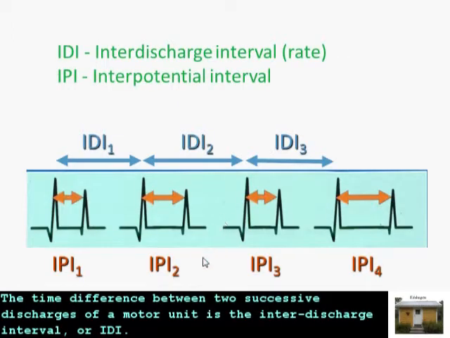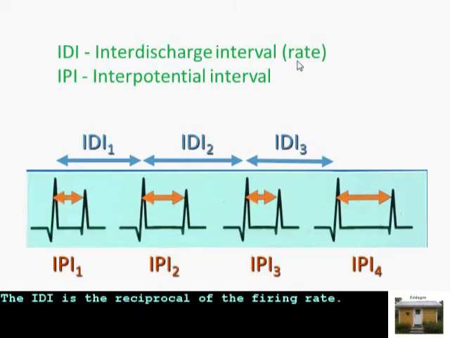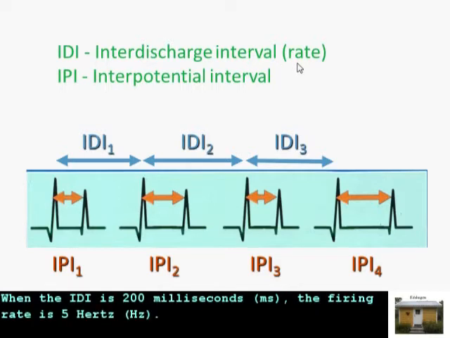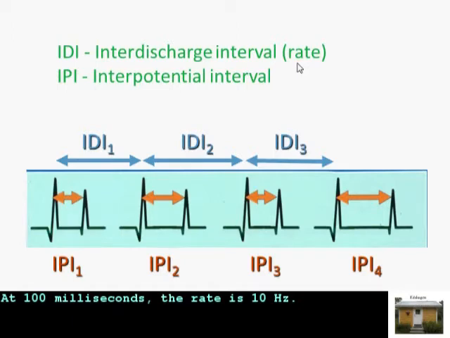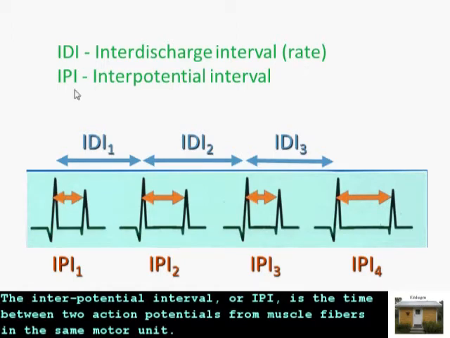The time difference between two successive discharges of a motor unit is the interdischarge interval, or IDI. The IDI is the reciprocal of the firing rate. When the IDI is 200 milliseconds, the firing rate is 5 Hertz. At 100 milliseconds, the rate is 10 Hertz. The interpotential interval, or IPI, is the time between two action potentials from muscle fibers in the same motor unit.